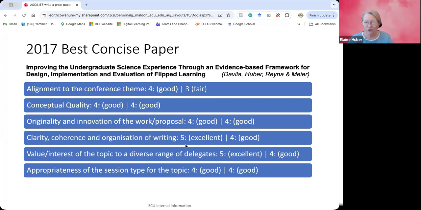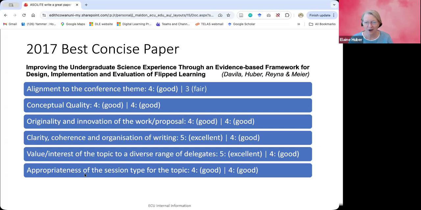Reviewer 1: 4, 4, 4, 5, 5, 4. Reviewer 2: 3, 4, 4, 4, 4, 4. So it didn't get a perfect score, and you can also see that the criteria used in 2017 were a little bit different.